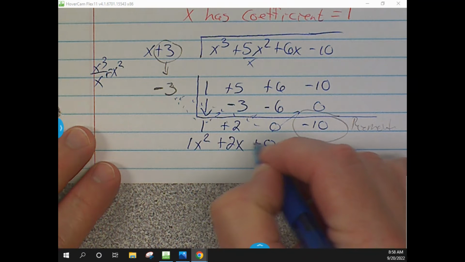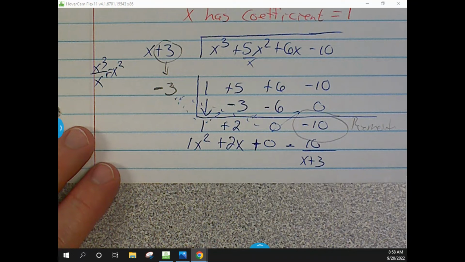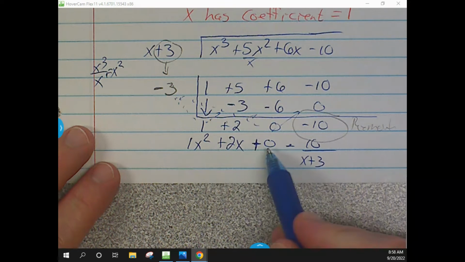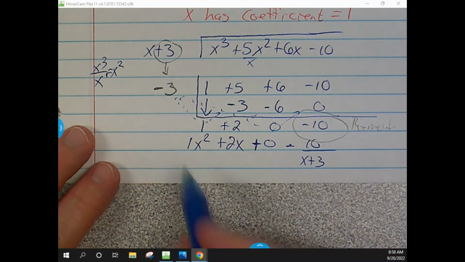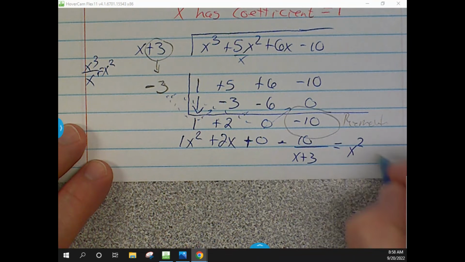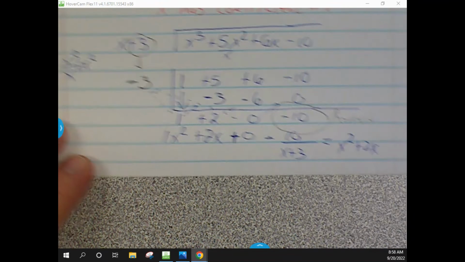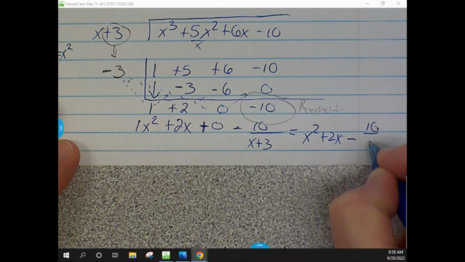Yeah. Okay. And because of that being a 0, adding 0 doesn't do anything. Because normally this would just be a constant, 0 or 8 or 10 or 6 or something like that. But it's plus 0, so we really don't need it. We also don't need the 1 in front of the x squared. So we can just say that this is x squared plus 2x and then minus the 10 over x plus 3.